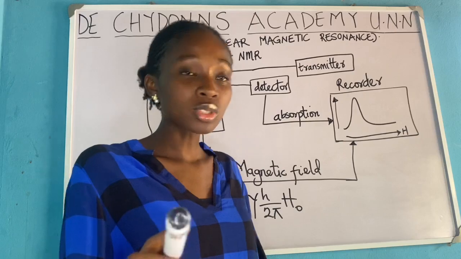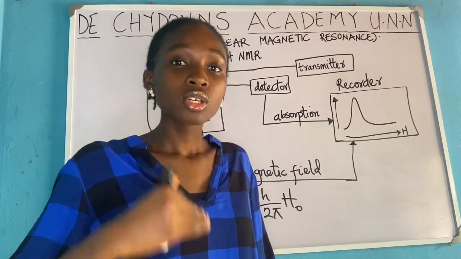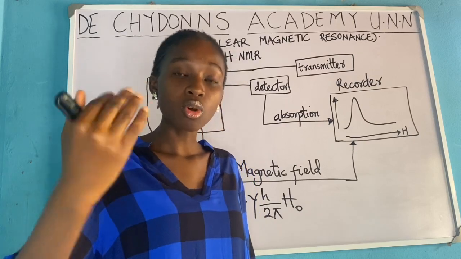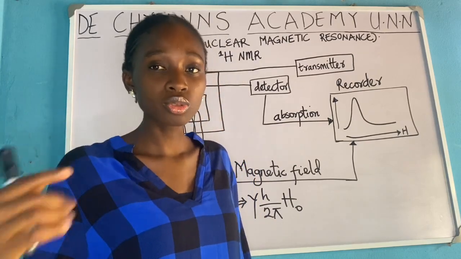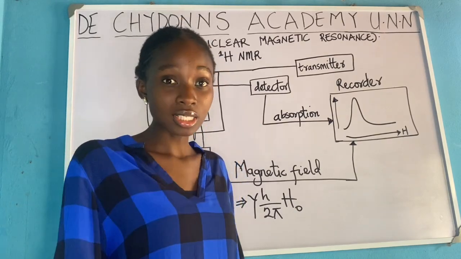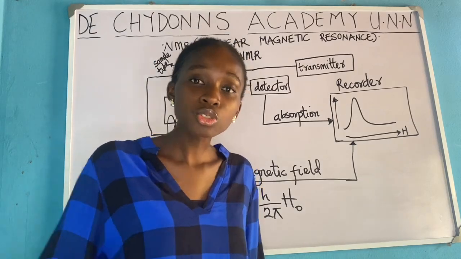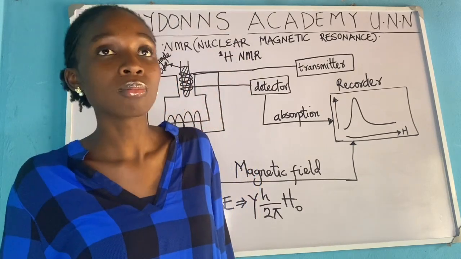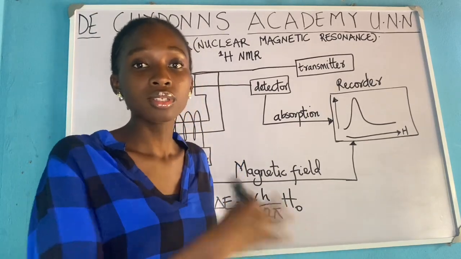So there's a relationship between H naught, which is the magnetic field, and your frequency. As your magnetic field increases, your frequency also increases. So they are in a direct proportional relationship. Do you guys understand it? So if you increase your magnetic field from 5 to 10, likewise the frequency should also increase from the initial number to a higher number. With this, we can leverage that and carry out the NMR technique.